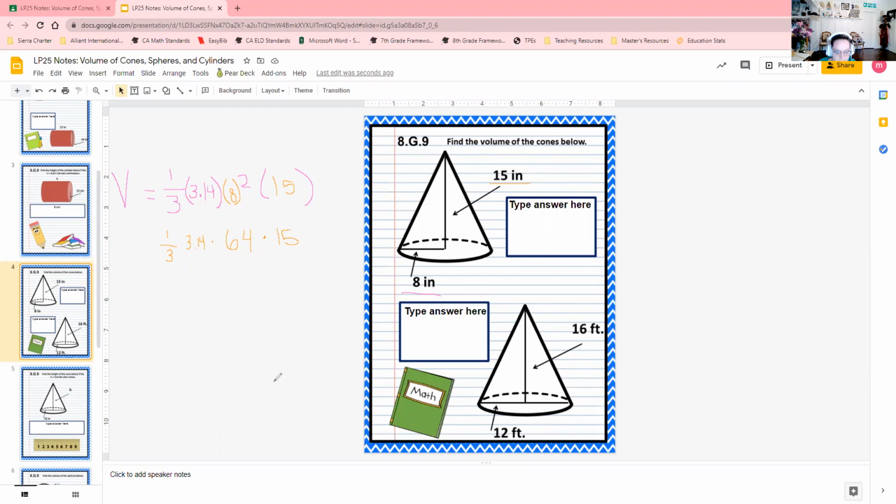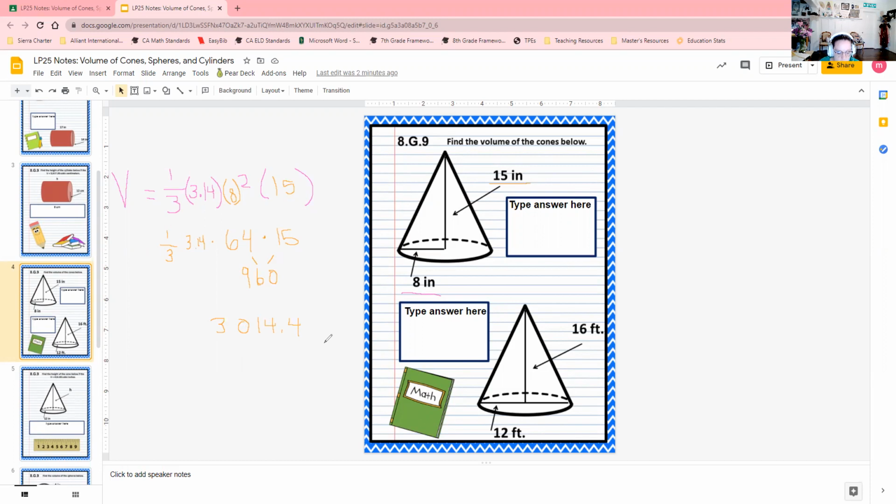Okay, 64 times 15 gives me 960. Okay, 3.14 times 960 gives me 3014.4. And lastly, we've got 1/3. So if we took all of that, 1/3 of that means we're going to divide by 3.